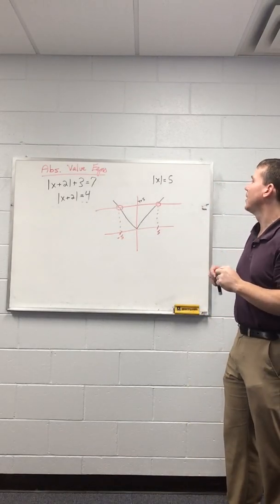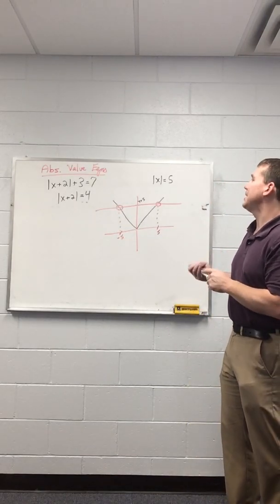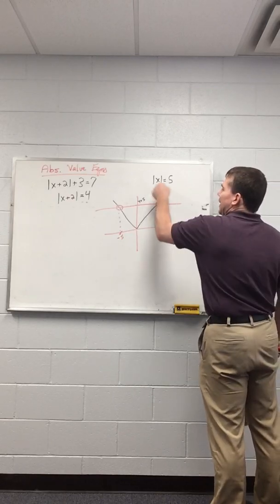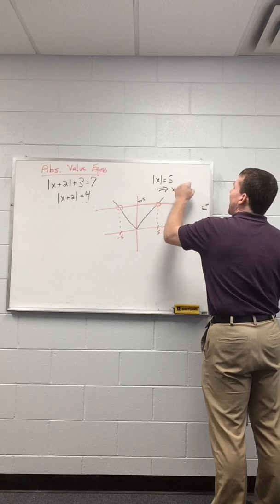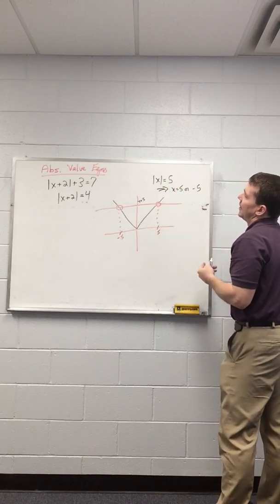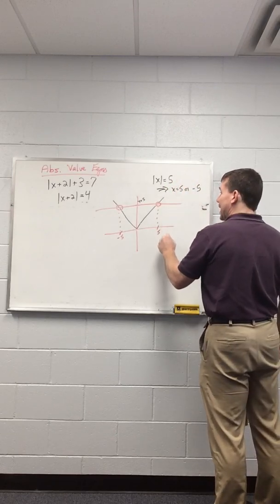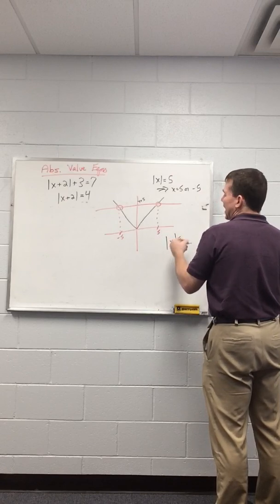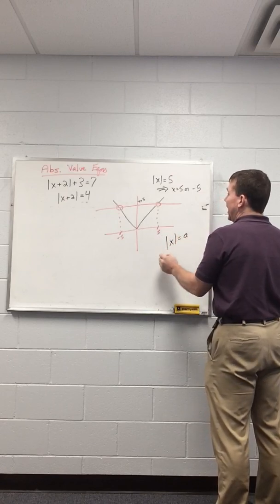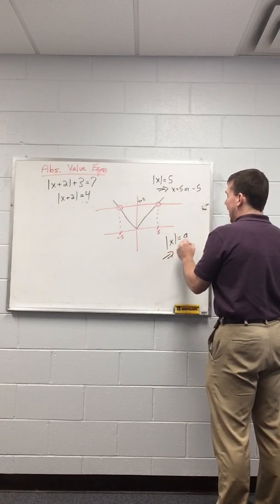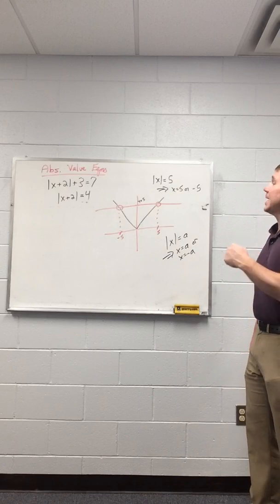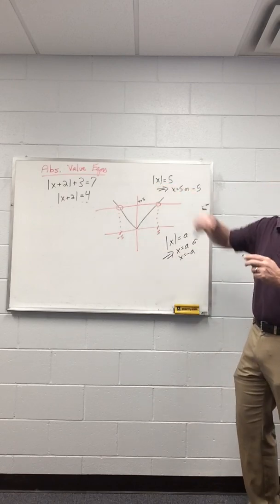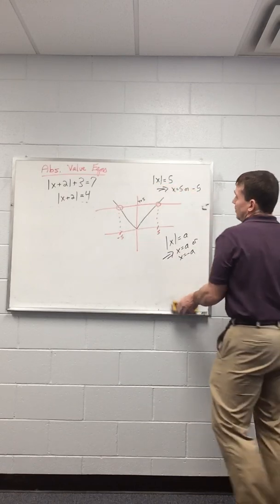All that really means is the absolute value of x equals 5 means x equals 5 or negative 5. If I wanted to generalize that, the absolute value of x equals any number a means x equals a or x equals negative a. Once I understand that, I can use it to solve the problem over there.